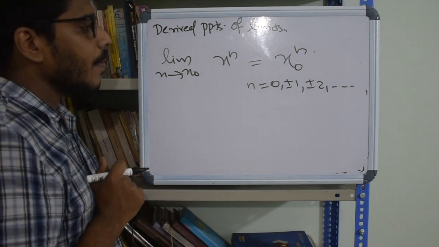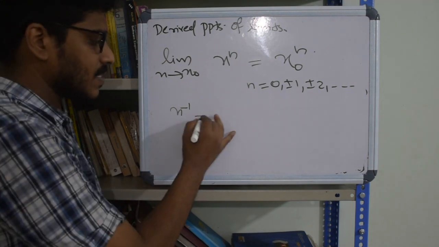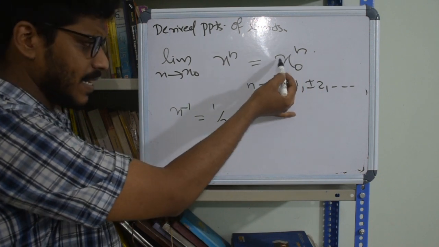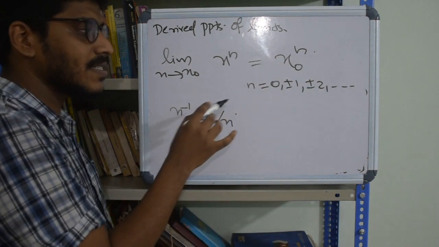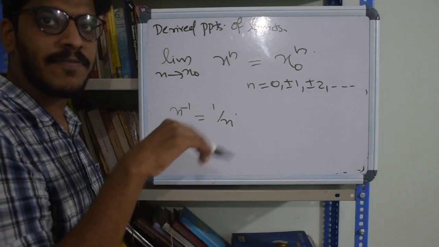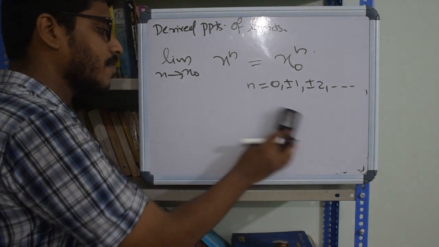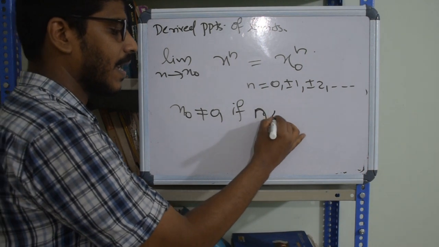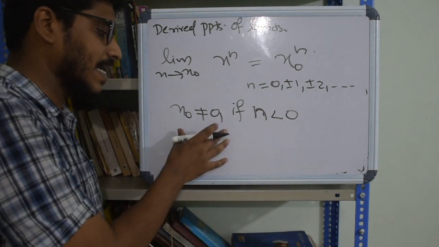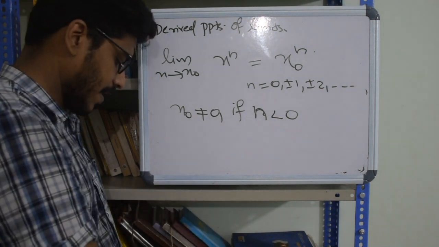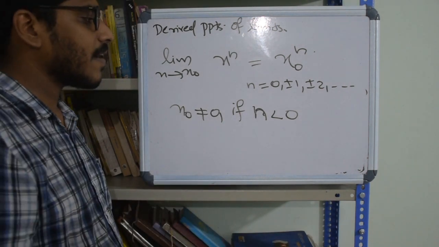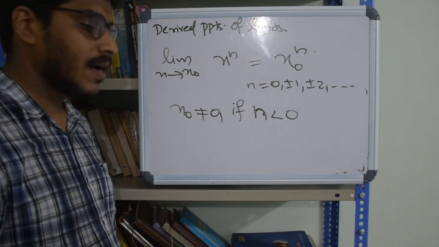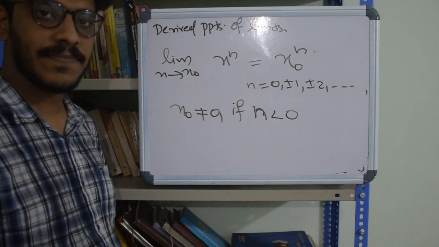But what is x raised to minus 1? This is 1 by x, right? So if n takes a negative value, this will be nothing but 1 by x naught. In that case, if x naught is 0, we don't have any meaning for that expression 1 by x naught. So we make sure that x naught is non-zero if n is negative. For the reason that if n is negative, x naught raised to n will be nothing but 1 by x naught, and if x naught is 0, then 1 by x naught doesn't make any sense.